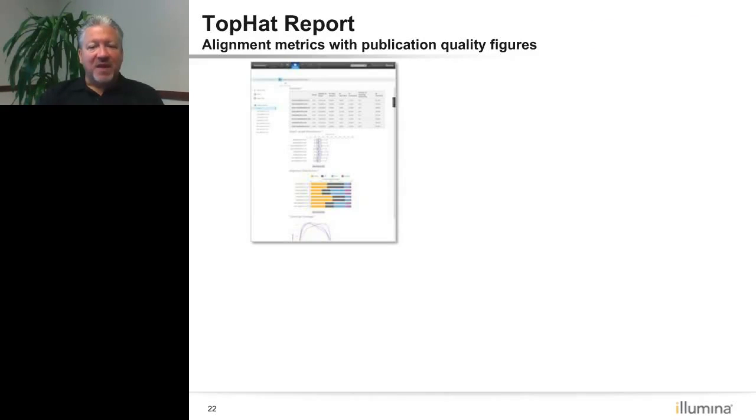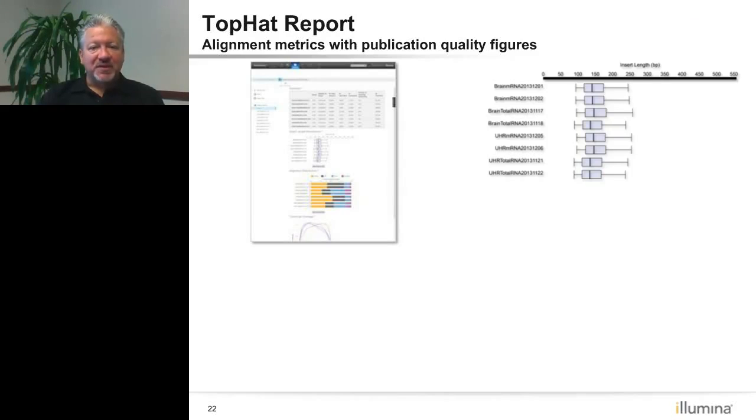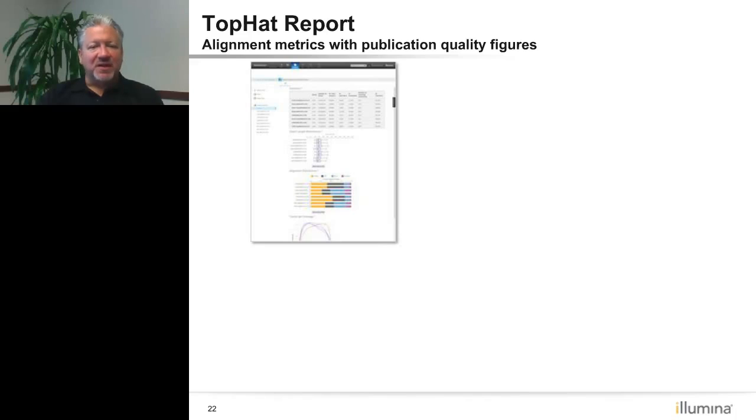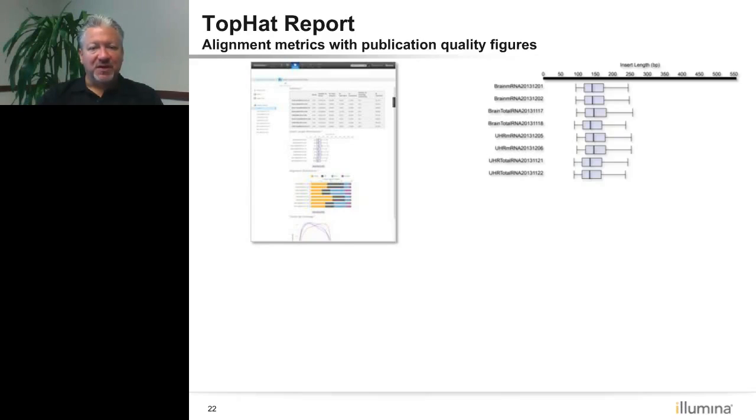This is the type of report we get out for the TopHat. Like I said, it has a lot of the key metrics. So this is essentially the same TopHat that probably 85% of the people in the world who do RNA-Seq use in some way. We've incorporated it into a pipeline that then has an output and a report that we've worked on that we think is useful for QCing the data.